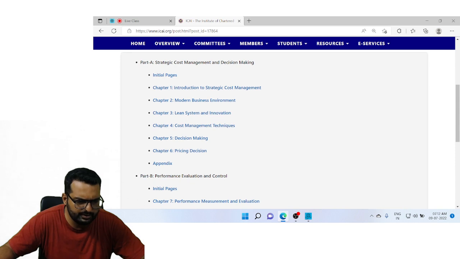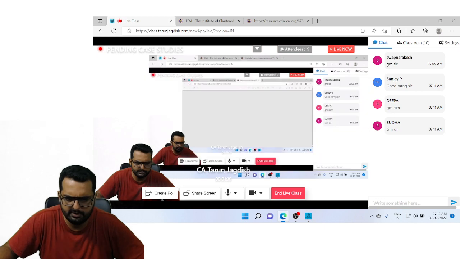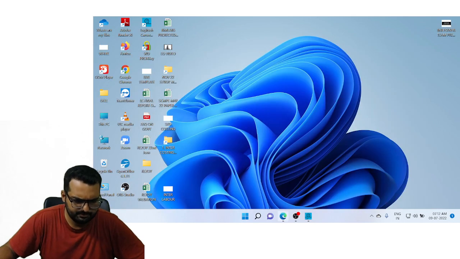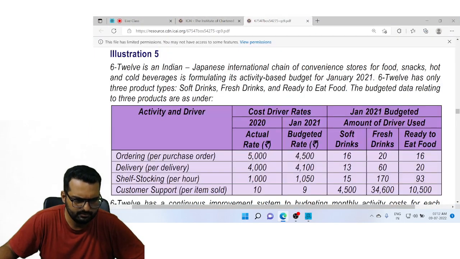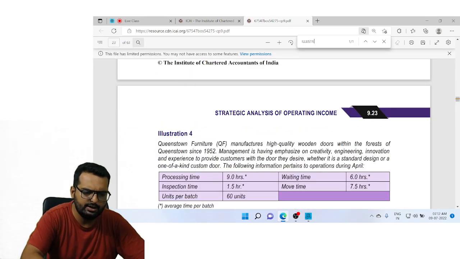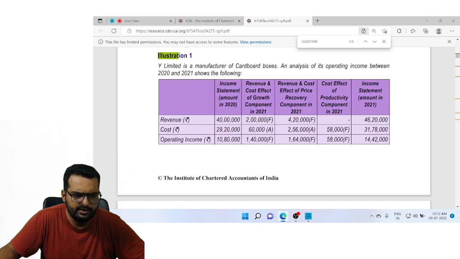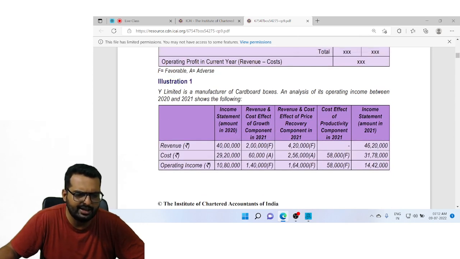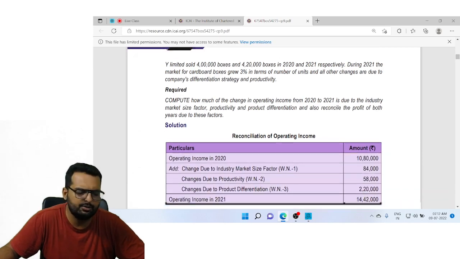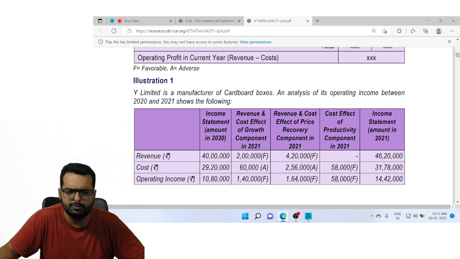Alright, so first I'll just do one thing. I'll open this chapter. We had a problem that was pending over here. Has everyone joined in? Good morning, Sudha. All right, here we had illustration number one which was pending. Even though it's there in strategic analysis, its base is coming from standard costing. That's the reason I didn't cover this problem the other day. I'll give you 2 minutes. Can you read through this problem and understand this question? After which we will do it together.